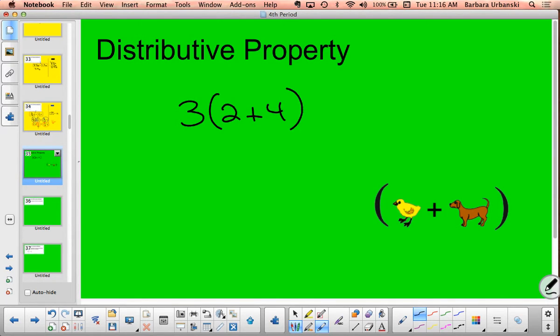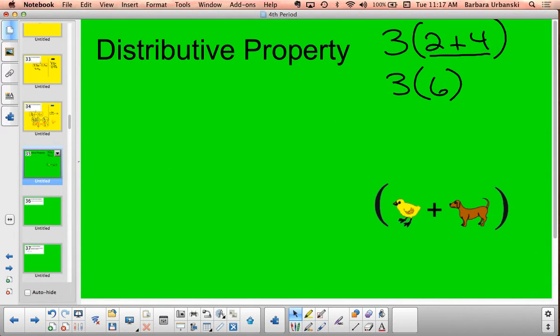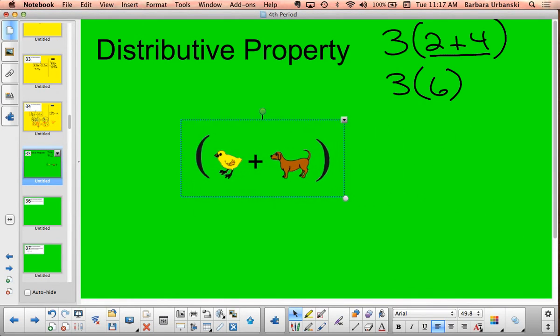And order of operations tells us to go ahead and add that 2 plus 4. So we would have 3 times 6 and we could get 18. And that would be easy for us to do. And that's what you should do if you have like terms. But I'm going to go ahead and just use this as an example.